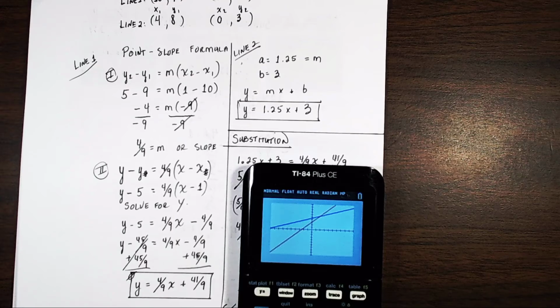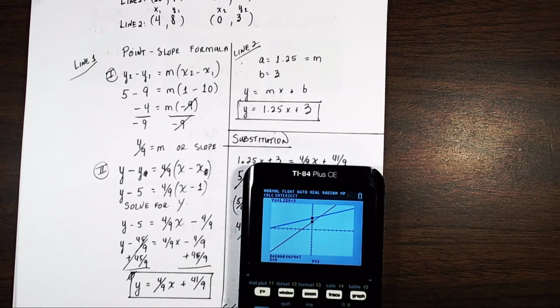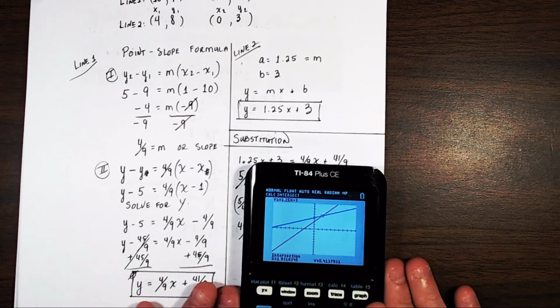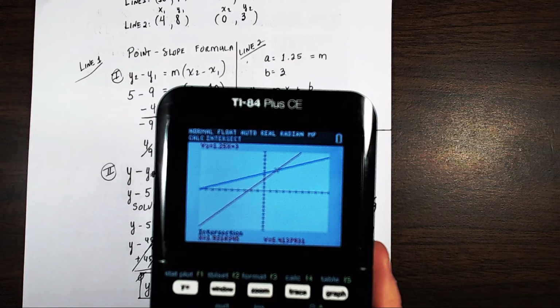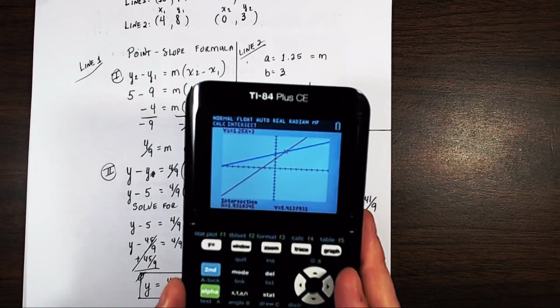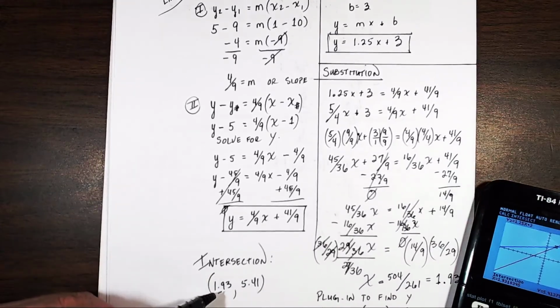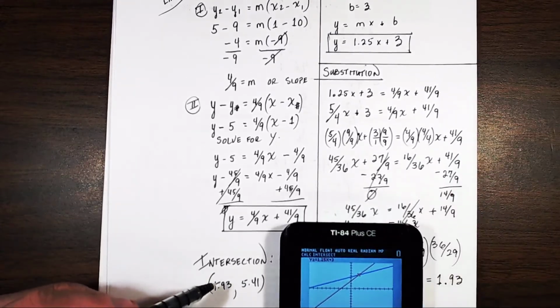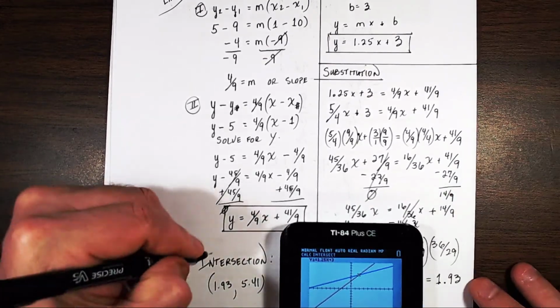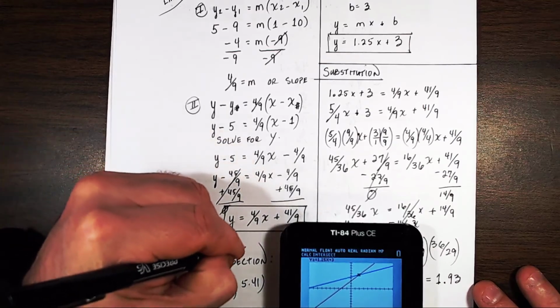Okay, let's check. So we hit second, calc, and then go down to intersect. First curve, enter. Second curve, enter. Guess, enter, and intersection. And if you look closely, it says the intersection is 1.93 for X and 5.41 for Y. A wonderful confirmation of what we came up with. And this is the crash point in the math test that we're doing. This is the crash point.